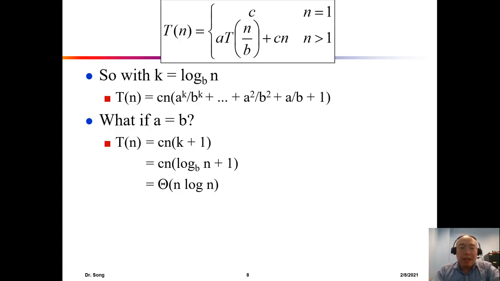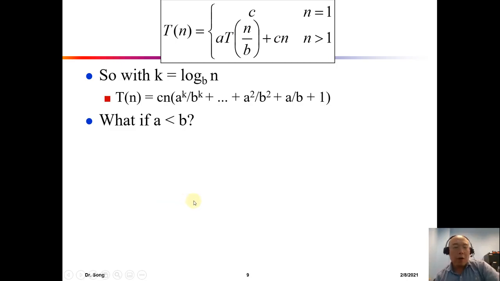When a equals b, after doing all this manipulation and equation evaluation, we got this. So when a equals b, it could be 2T(n/2) or 3T(n/3). It doesn't matter. Eventually, we will go down here and we will have theta n log n. So this is kind of an easy case. So how about another one?